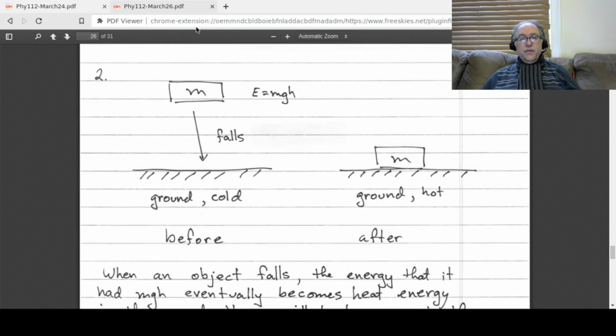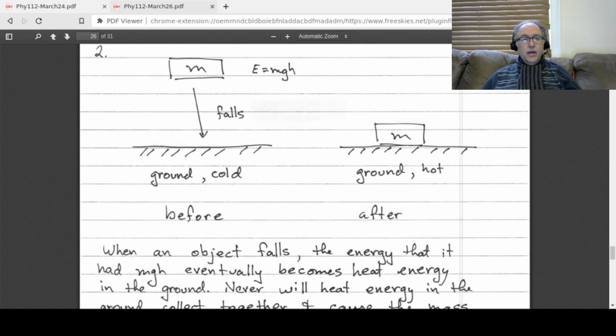Here is the other possibility. This one's a little harder to see, but nonetheless, it's also a condition. Suppose that you have a mass m at some height h above the ground, and we release that mass, and it falls down and hits the ground. Now, the mass initially had potential energy mgh. When it hits the ground, it might bounce a few times, but then eventually it'll come to a halt.